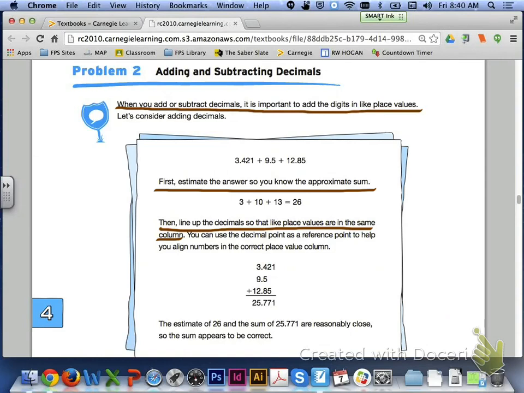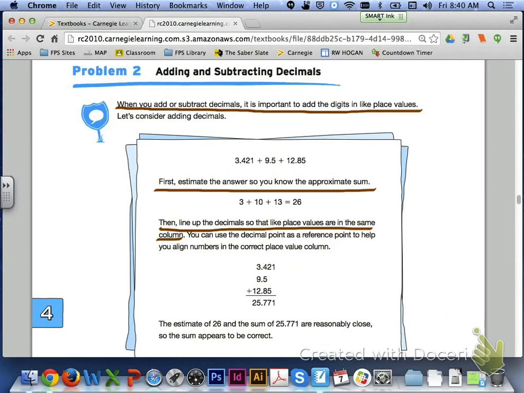If you take a look at the top, it says when you add or subtract decimals, it is important to add the digits in like place values. So let's consider the following decimals: 3.421 plus 9.5 plus 12.85. So again, first estimate the answer so you know what the approximate sum would be. We're right around 26.